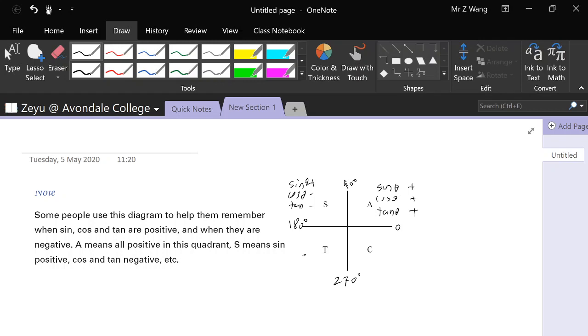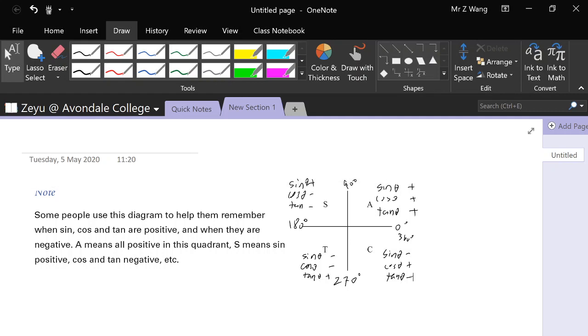That means sine theta is negative, cosine theta is negative, tangent theta is positive. And lastly, C from 270 to 360 degrees, then only cosine is positive. So sine theta is negative, cosine theta is positive, tangent theta is negative. This is only one way to remember it. There is an alternative way.